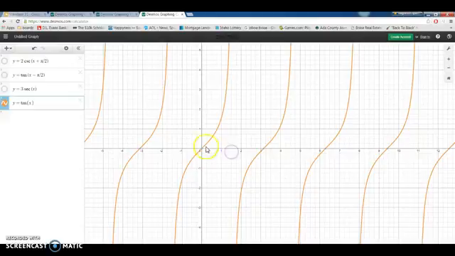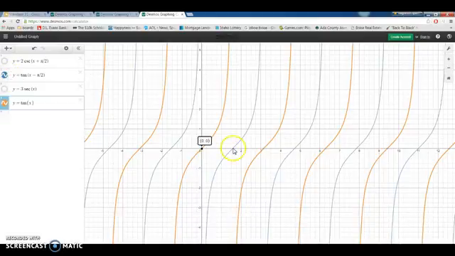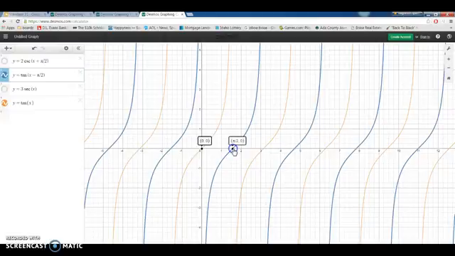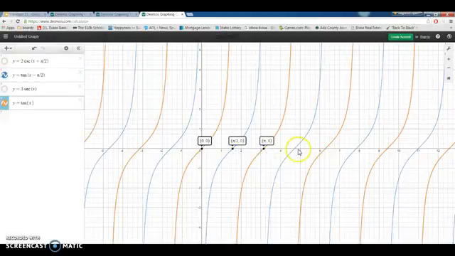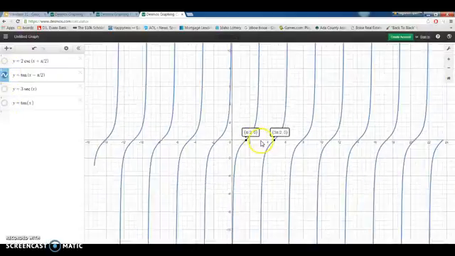And since there's no amplitude, which would shrink or extend this graph, we just have to do the phase shift. So we're moving everything to the right pi over 2 because it's inside the parentheses and it's doing the opposite of what it says. So this point, which is 0, 0, is now going to be pi over 2, 0. And so forth, all these points are going to move to the right pi over 2. So it looks something like this. Yep, so this point 0, 0 is now over here, pi over 2, 0. Pi is now 3 pi over 2, 0, and so forth. So this is the final graphing of this problem.